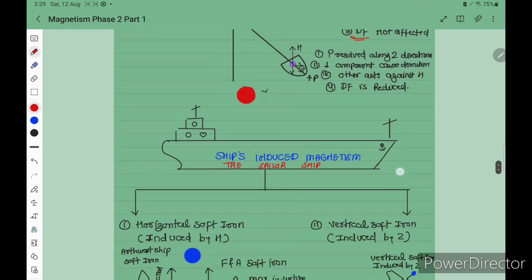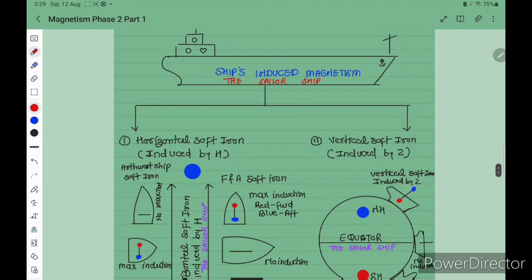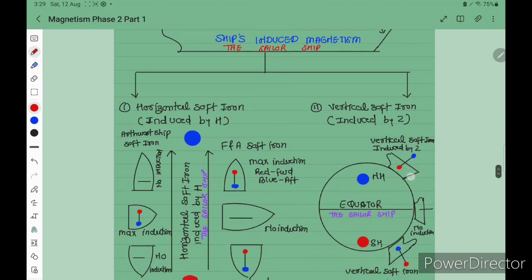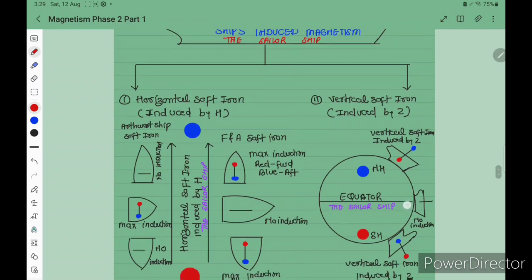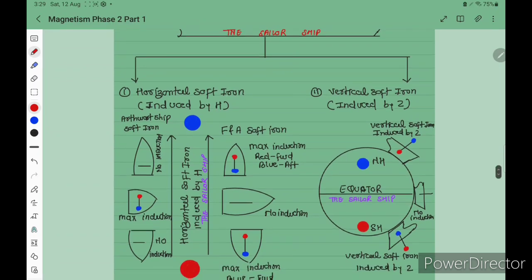Now we discuss ship's induced magnetism. We already discussed the permanent magnetism, because the ship has two magnetisms, permanent and induced. Induced is by horizontal soft iron and vertical soft iron. Horizontal soft iron is induced by H, and vertical soft iron is induced by Z. So this is our earth magnetism, blue on the south side, red on the north side, the line of force leaving from the red and entering from the blue. Here is the fore and aft soft iron, and this is athwartship.